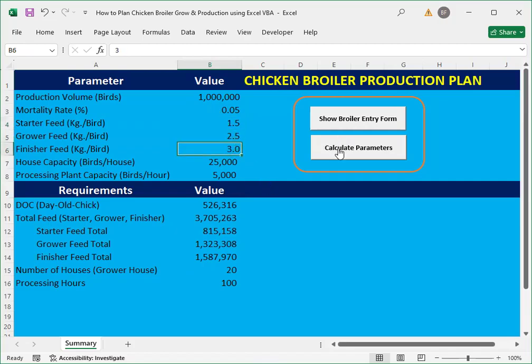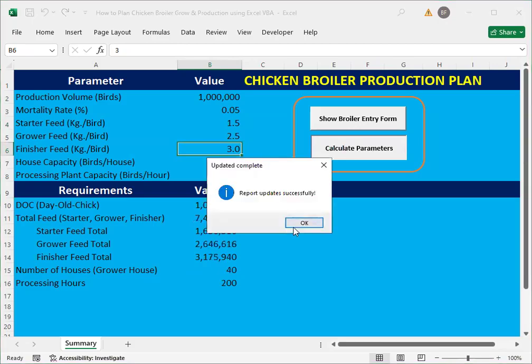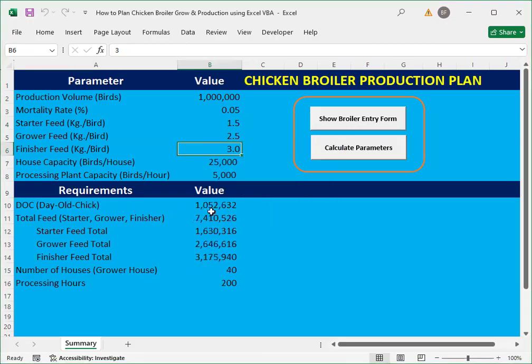Okay, we go back, calculate again. So again, we go back to the day-old chicks requirement of 1,052,000, and a total of 7.4 million requirement of total feeds. Then just 40 grower houses, and then 200 processing hours.